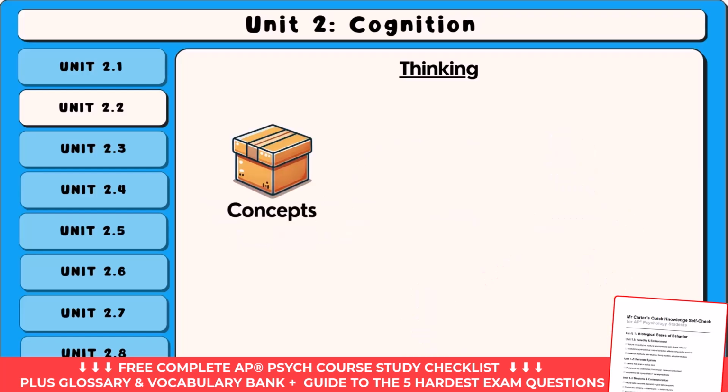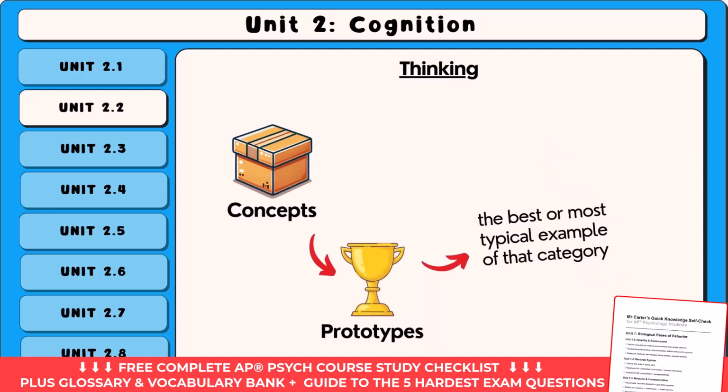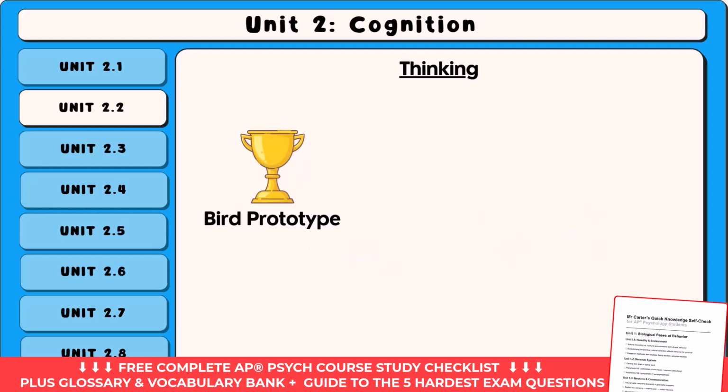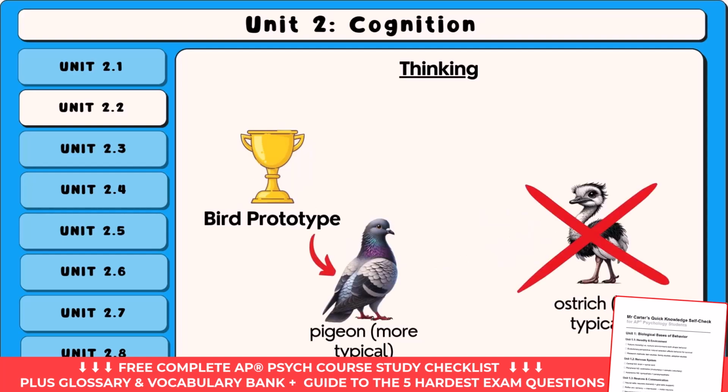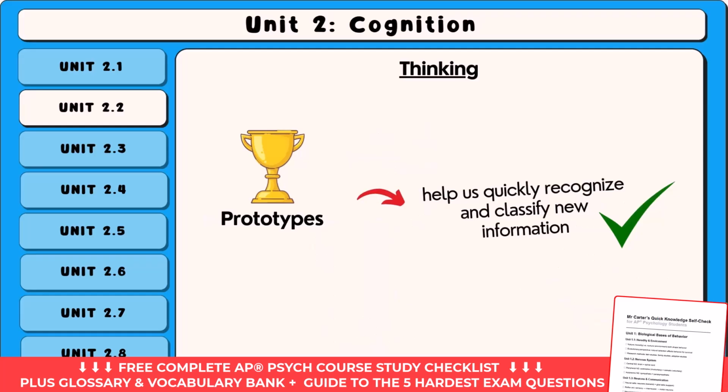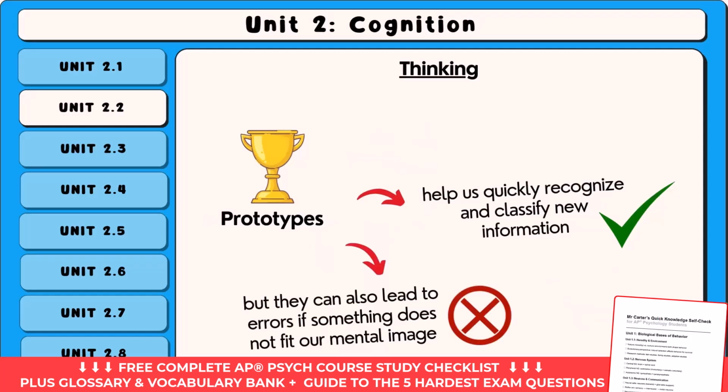Within each concept, we have a prototype, which is the best or most typical example of that category. For instance, when people think of a bird, they might picture a pigeon rather than an ostrich, because those birds match their prototype more closely. Prototypes help us quickly recognize and classify new information, but they can also lead to errors if something does not fit our mental image.